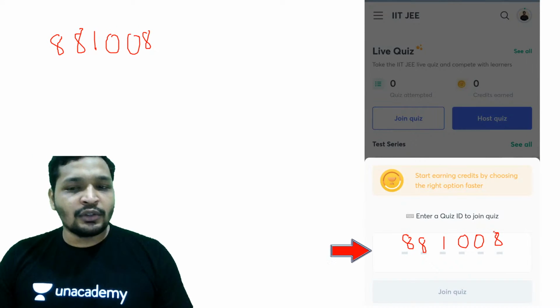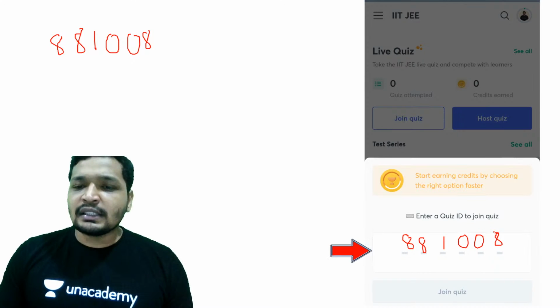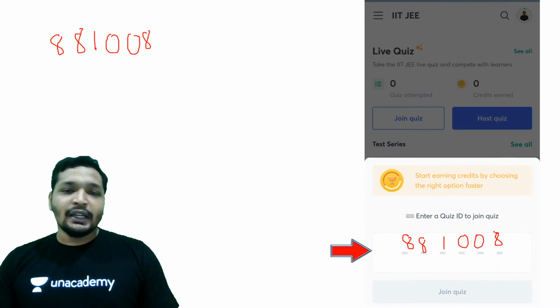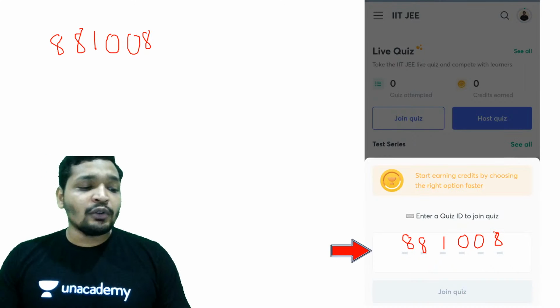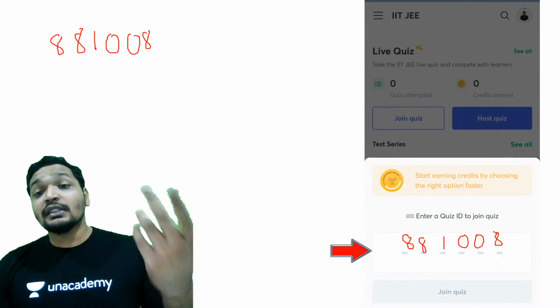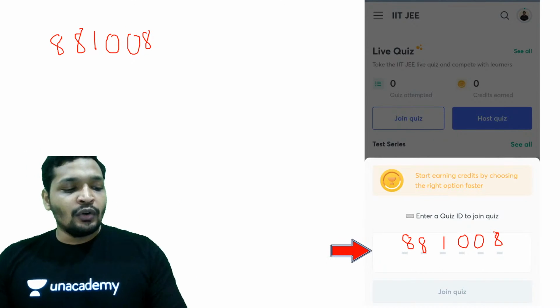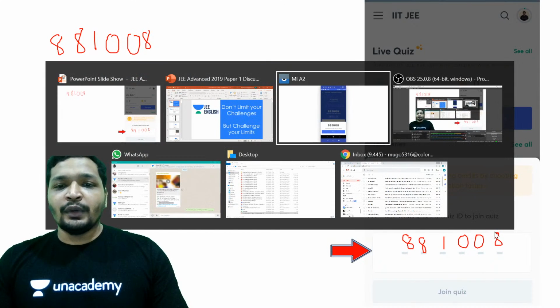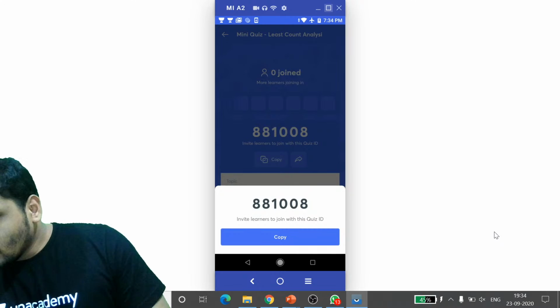So it's going to be a very interesting quiz, students. It's going to be completely on least count analysis. For each question you will have 1 minute, so make sure you try to answer it within 1 minute. Try to do some option analysis, I mean you analyze the options while answering. So you can quickly join the quiz, guys. The code is this. I hope the process is clear.